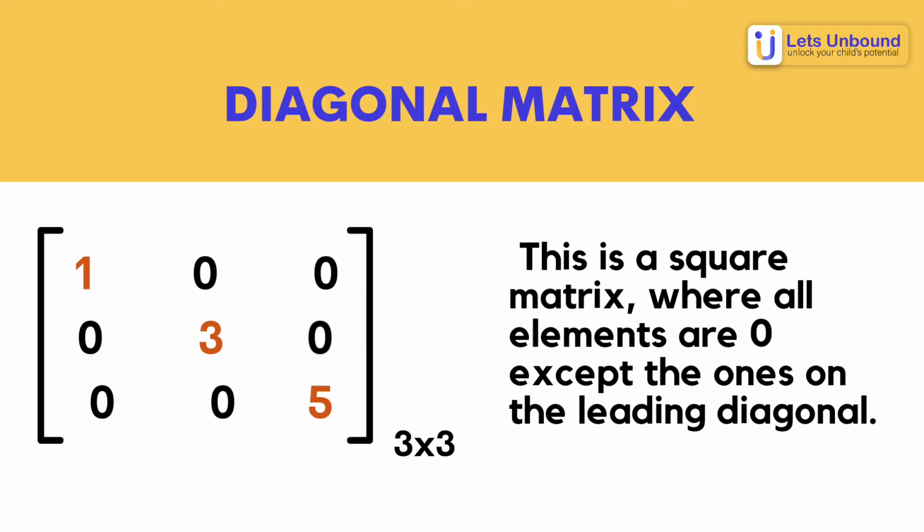Now let's see what is a diagonal matrix. There are two conditions for the given matrix to be diagonal. The first condition is that the given matrix should be a square matrix, where the number of rows and columns are equal. Then all the elements except the diagonal, which you can see here, which is 1, 3, 5, should be 0. Except for those diagonal elements, each element of that matrix should be 0. Then it is a diagonal matrix.